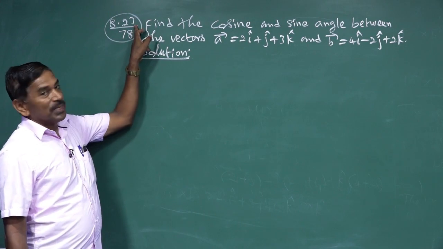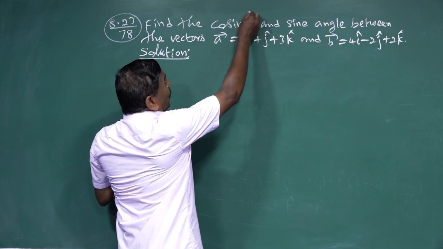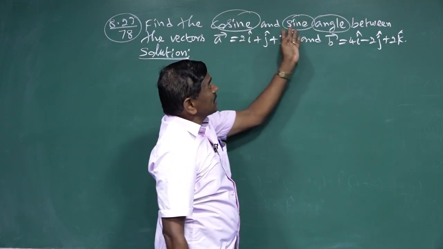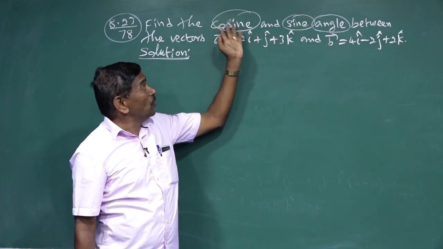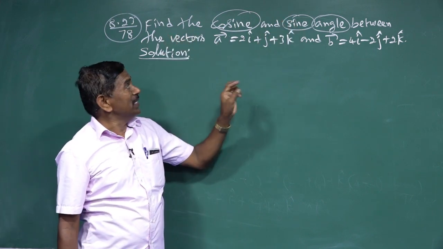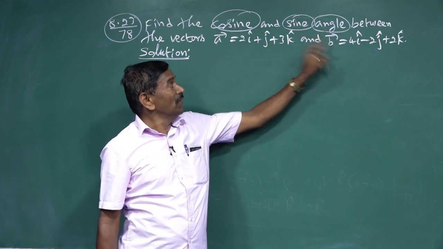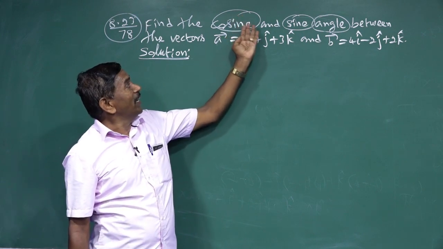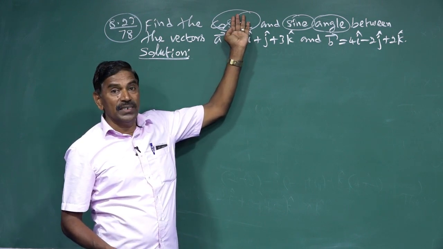Children, listen. Example 23. Find the cosine and the sine angle between A vector and B vector. Find the cosine angle between A vector and B vector. Can you tell me what is cosine? So forget I-N-E, that is cos. Find the cosine means we want to find cos theta.